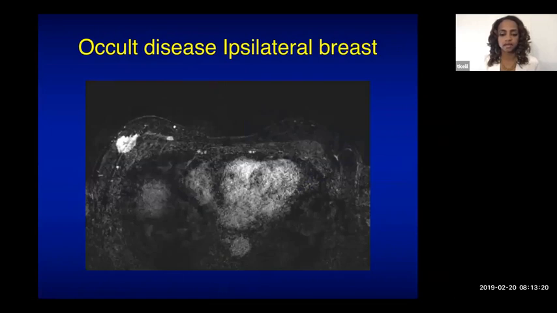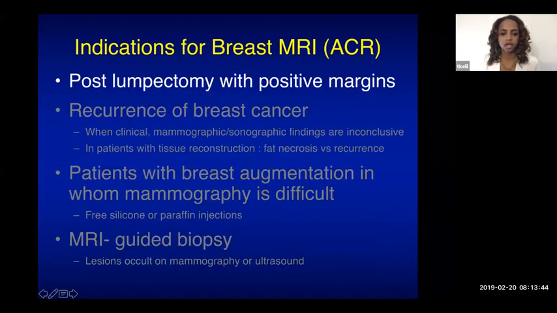In the ipsilateral breast, again, you can use MRI to identify occult disease. This was another patient that had, again, suspicious mass that was biopsied and proven to be invasive ductal carcinoma. And the MRI showed an additional focus, which was not visible on mammography or ultrasound. MRI can also be used to assess patients with positive margin post-lumpectomy.